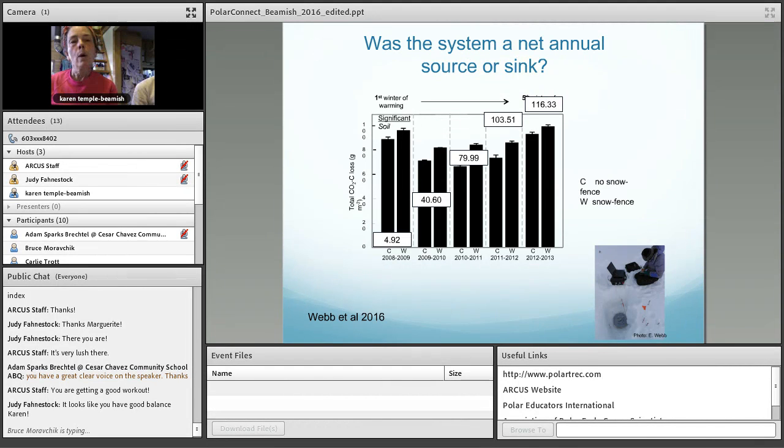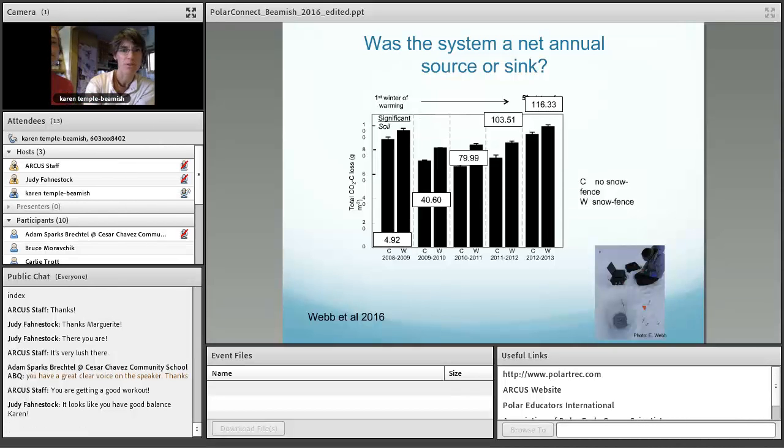So was the system, the tundra, a net annual source or a net annual sink? That's kind of the gist of their research, trying to figure that out. And I'm going to ask Marguerite to explain this bar graph for me.